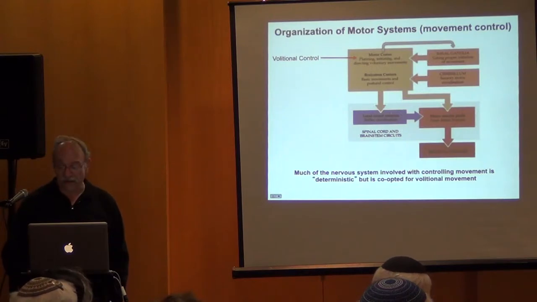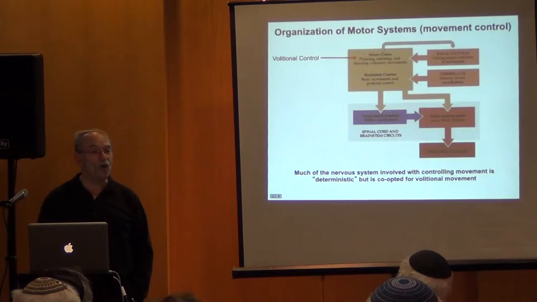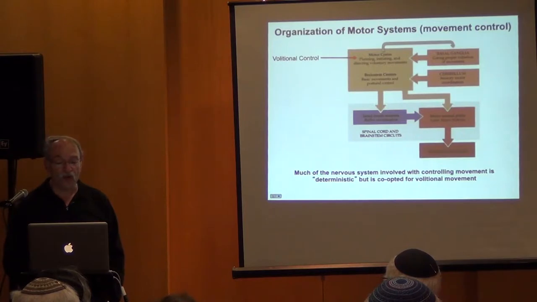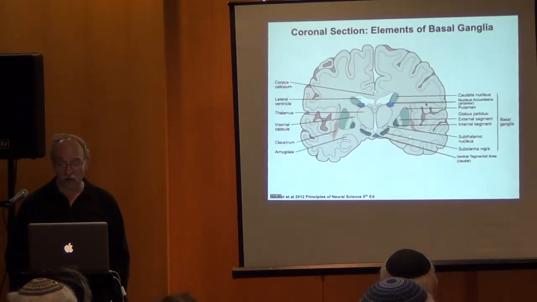That information then flows down into the spinal cord for the final output of motor activity, movement. But the action takes place in terms of the volitional control only in the motor cortex, and everything else on this slide is purely deterministic and set. We have no control over those circuits and how those circuits act to any great degree.